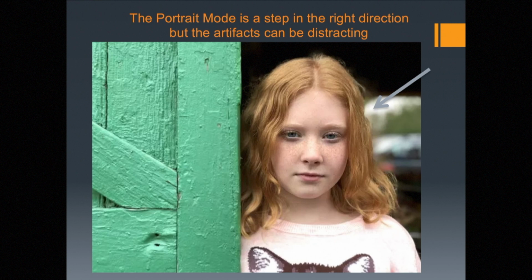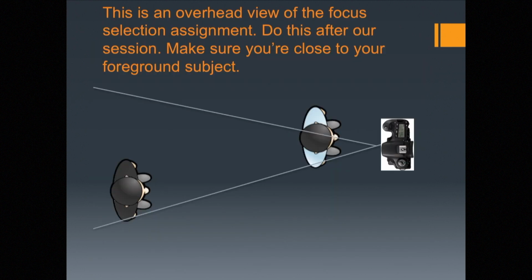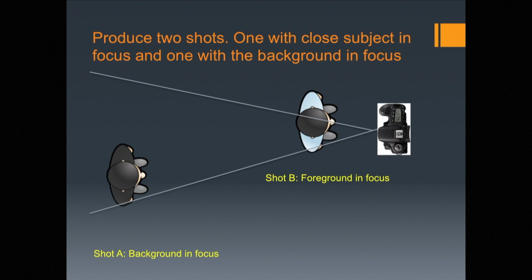So this is an assignment that I'd like you to do. It's an overhead view of your focus selection assignment. Do this after our session. I want you to make sure that you're very close to the person standing in the foreground, and you're going to focus on them, and then in the next picture you're going to focus on the person in the background. Okay?